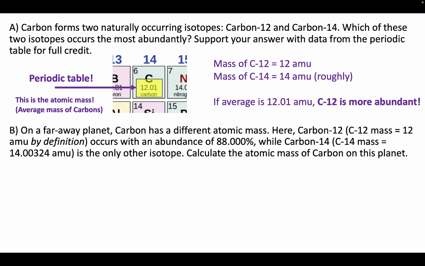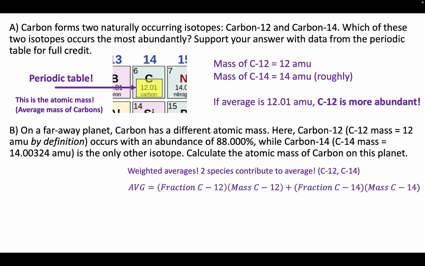So how do we approach this? This is very much like the problem before, except we're actually being asked to calculate the average. So how do we calculate the average based on the percentages of these species? Here we need a weighted average, and note that it's two different species that are the only ones that contribute to this average, the carbon-12 and the carbon-14, which I'll just call C12 and C14.